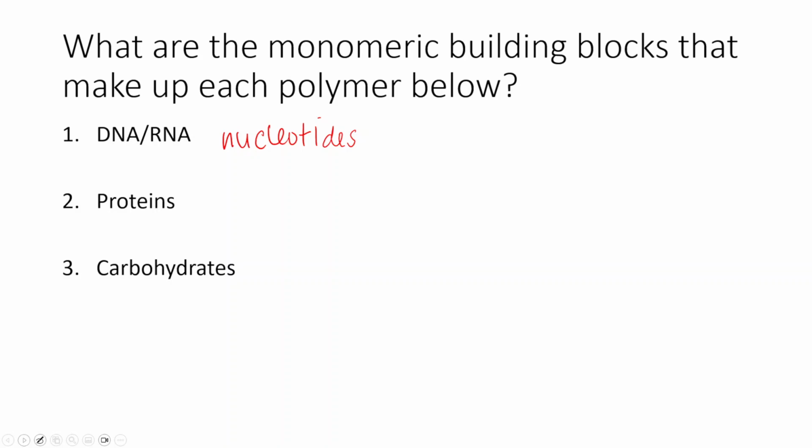Can anybody tell me the building blocks of proteins? Yeah, amino acids. So amino acids are made into peptides, and long peptides are known as proteins. And finally, can anybody tell me the building blocks that make up carbohydrates? Monosaccharides, yes. So monosaccharides are made into polysaccharides, which form complex carbohydrates. All right, hopefully that's pretty straightforward for everyone.